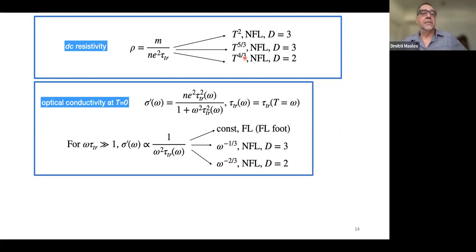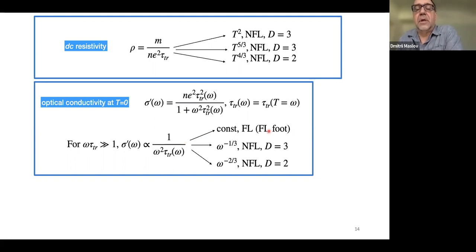We can do a similar analysis for the optical conductivity. Again, I will use the Drude formula for the real part of the conductivity at finite frequency. And then I will make a hand-waving argument that if I know the transport time at finite temperature, then the transport time at finite frequency will be obtained by replacing temperature by frequency. And then I will also take the conductivity into the high frequency regime, when frequency is much larger than the scattering rate. In this case, the formula will give me something proportional to omega squared and one over tau transport. And then, by the same logic, I will have a constant optical conductivity in a Fermi liquid.